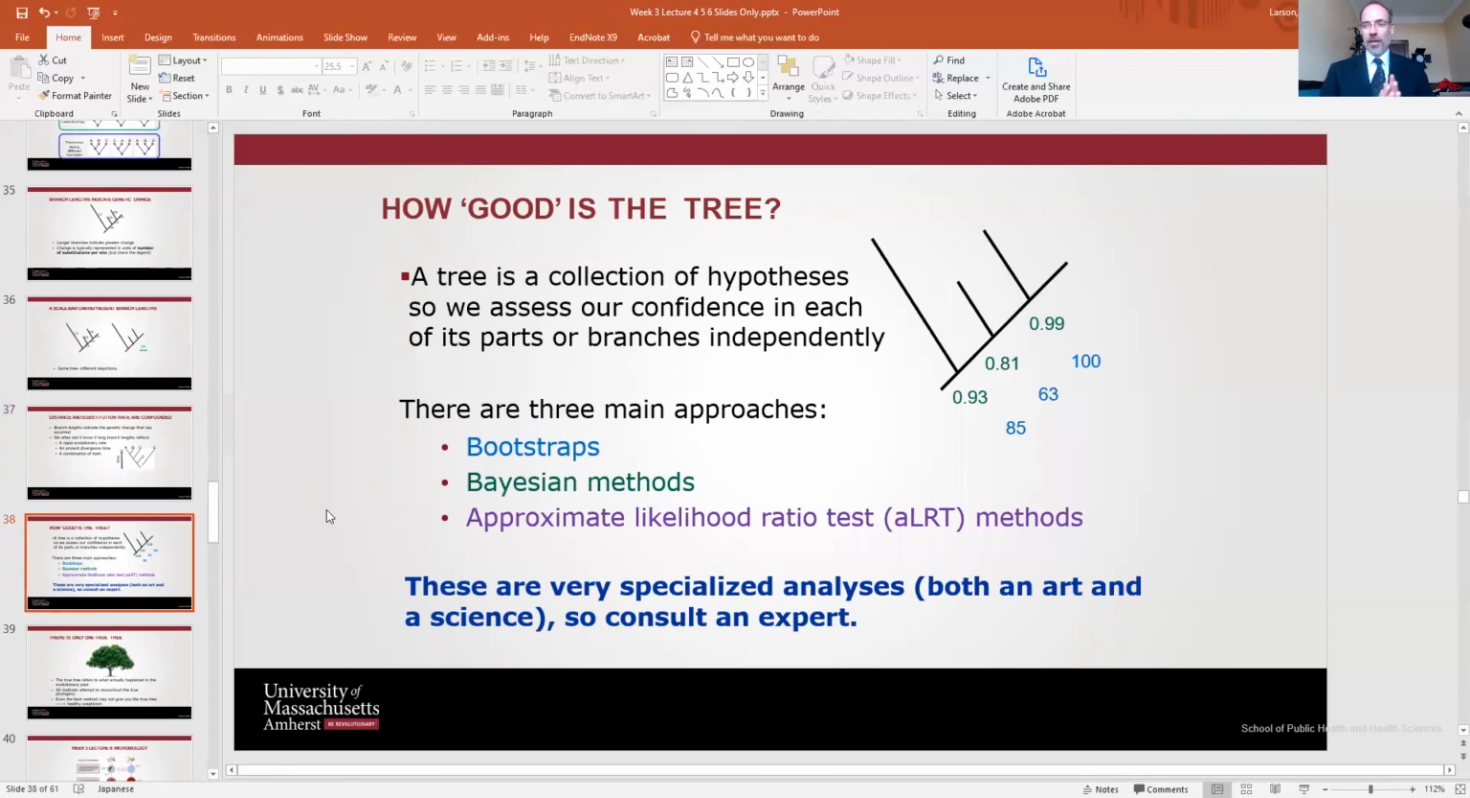How good is the tree? A tree is a collection of hypotheses. So we assess our confidence in each of its parts or branches independently. There are three main approaches: bootstrap, Bayesian methods, and approximate likelihood ratio test methods. These are very specialized analyses, both an art and a science. So obviously, like all statistical questions, it's important to consult an expert.